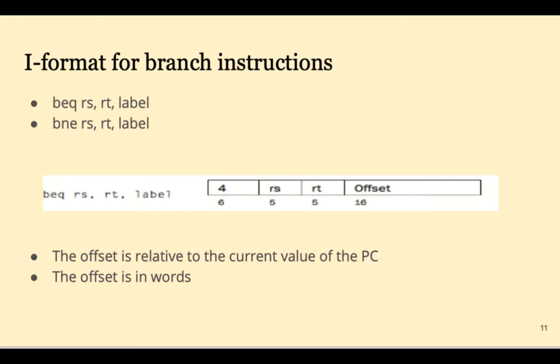We've seen previously that the I format was used for load word and store word, as well as the immediate form of arithmetic and logic instructions. The I format is also used for branches. So we'll have our opcode in the first 6 bits, and we're comparing RS and RT for both branch equal and branch not equal. And then we have our offset, which will be in words in a 16-bit location. And this offset is going to be relative to the current value of the PC, which will already be pointing to the instruction below the branch.